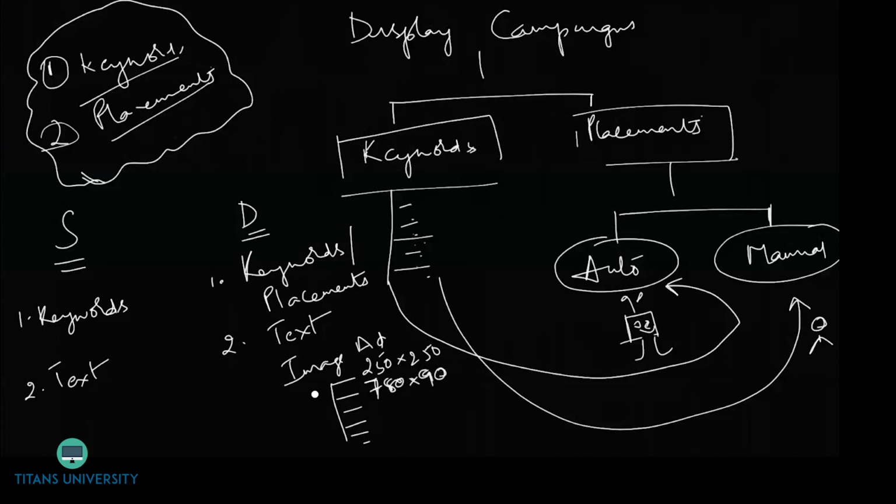So you basically give all your inventory to Google and Google will decide where to show them, how to show them, when to show them, right? So this is pretty much about how your display campaigns work. And in the next session, we would be learning when do you choose display campaigns, because that's the most important part, don't you think?